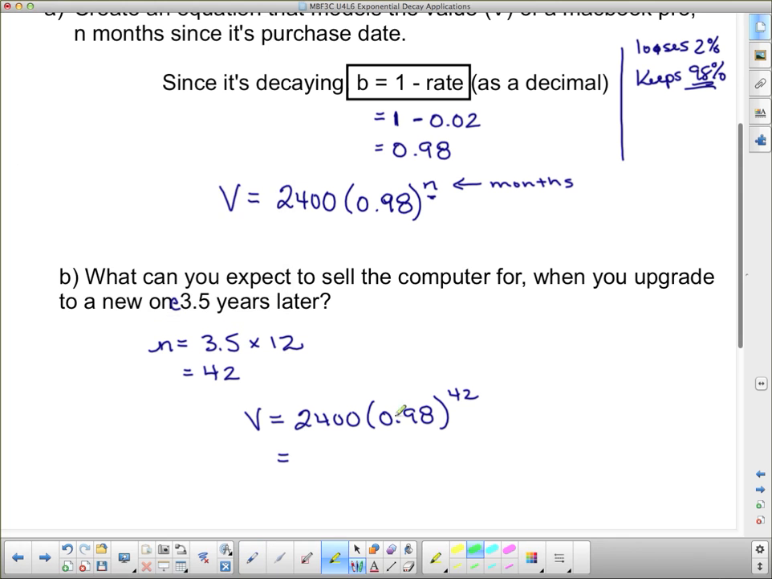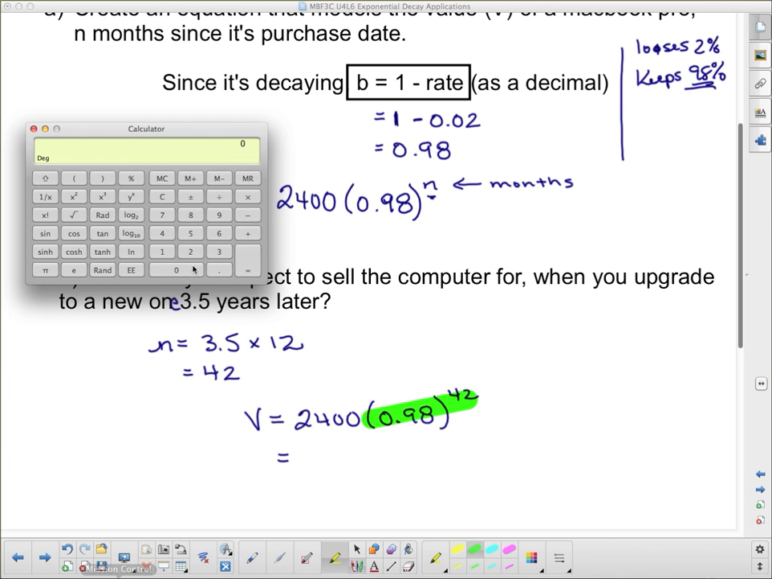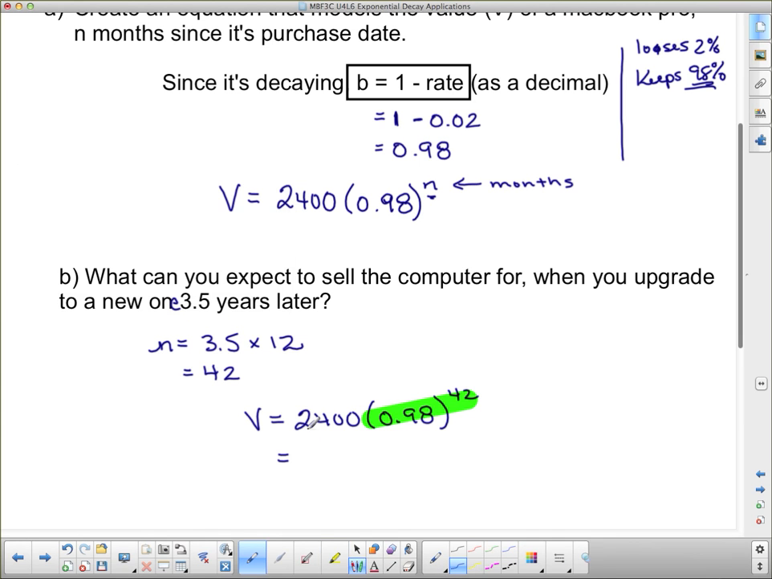I'm going to do this part of it first when I plug it into the calculator. So I go 0.98 to the exponent, this button here, 42. Get my answer. Keep that on the calculator. Now I'm going to multiply by this 2400. So times 2400 equals 1,027 and 32 cents.